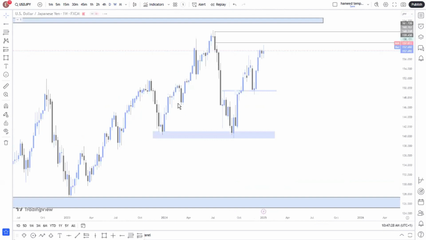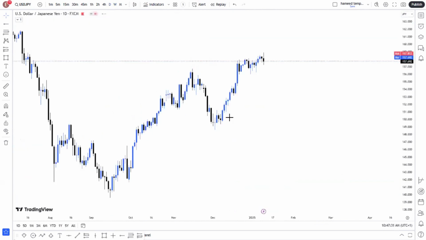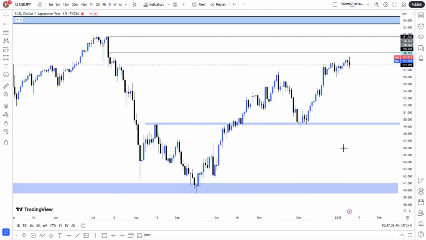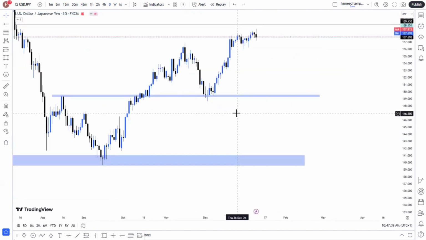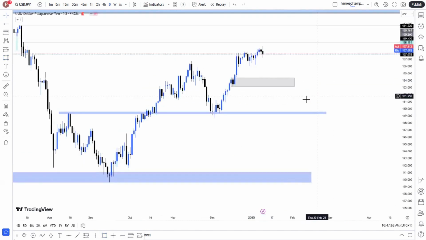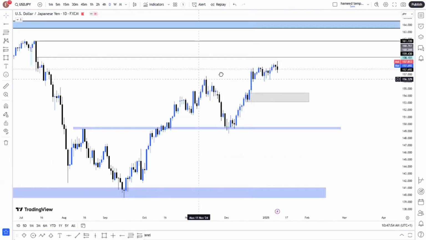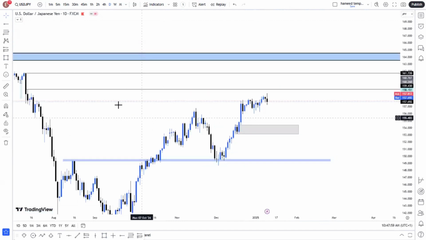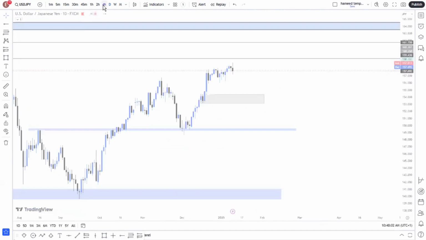Now let's go to the daily time frame. Our last week candle is also bullish. So on a daily time frame, what am I looking for? Let me mark some zones out. I'm seeing this zone here. This demand zone here. I'm marking it out because that's the one that is near to the current market price. So now let's move to the 4 hour.